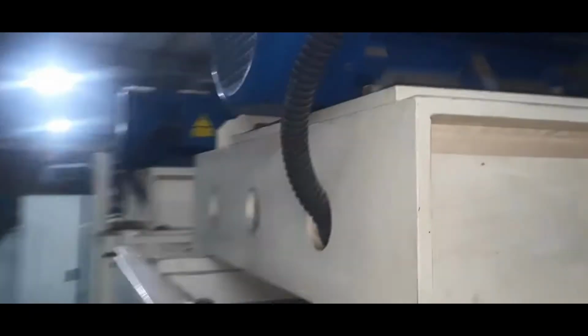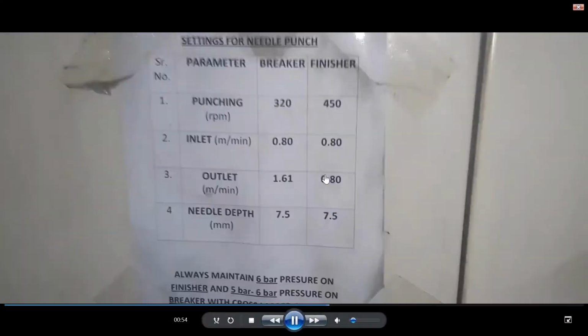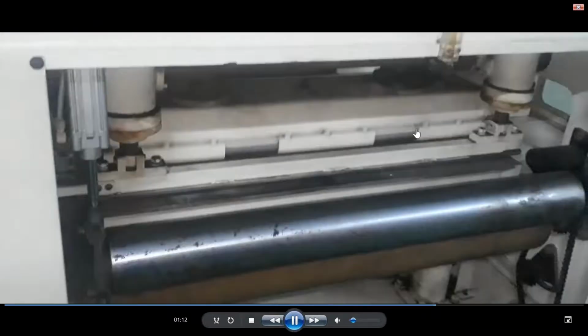The cutting system and all these things we will show in the next video. Here we can control the system. So the needles are going up and down. In this way we are getting the needle punch fabric. Here the needles are going up and down.